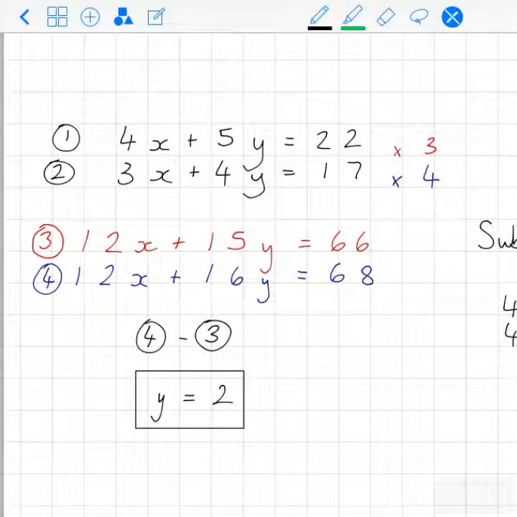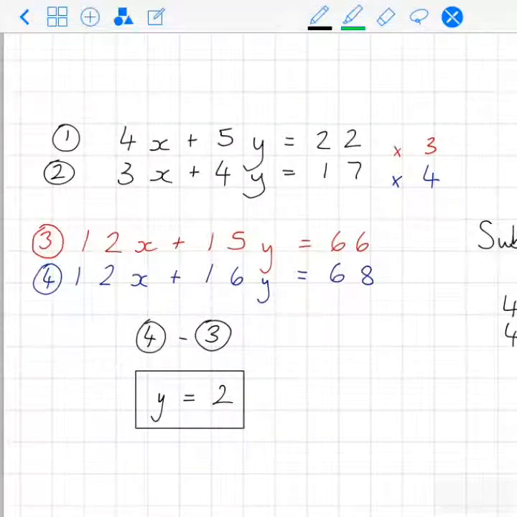But what I do have to be careful of, if I do 15y take away 16y, I get minus y here, which I didn't want. It would make things very, very difficult. So I've done it as 4 take away 3 because now I'm doing 16y take away 15y, which leaves me with just y or 1y, but it's fine to write it as just y. And then 68 take away 66 gives me the 2 there.